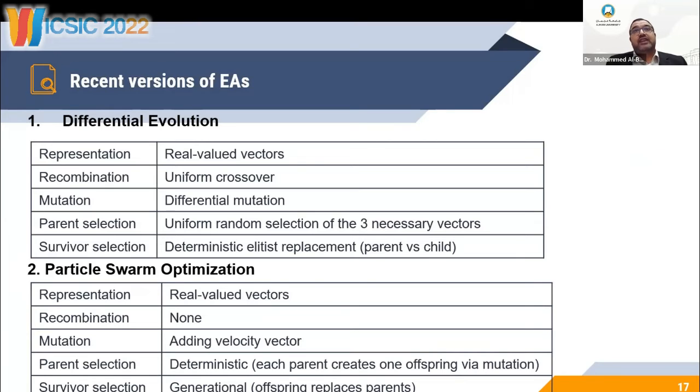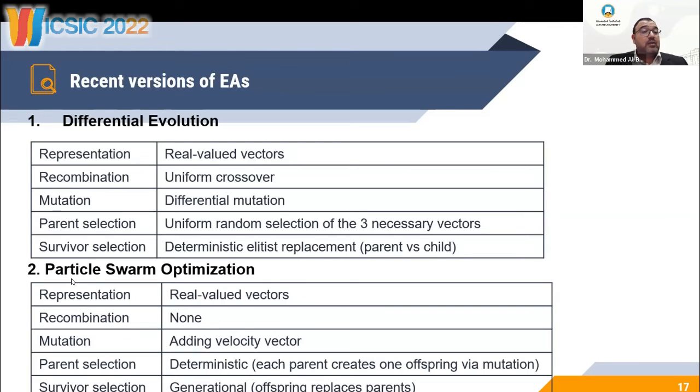The next generation of evolutionary algorithms, established in 1996, is differential evolution and swarm intelligence. The first swarm intelligence method introduced was particle swarm optimization. Here I defined the main components for differential evolution. It is designed to deal with real valued vectors or continuous domain, and the recombination is uniform crossover. The mutation is differential mutation. The parent selection is uniform random selection of three necessary vectors, and the survivor selection is deterministic elitism replacement.